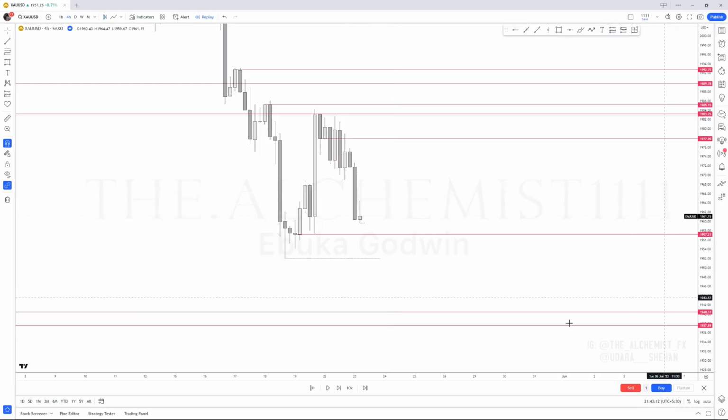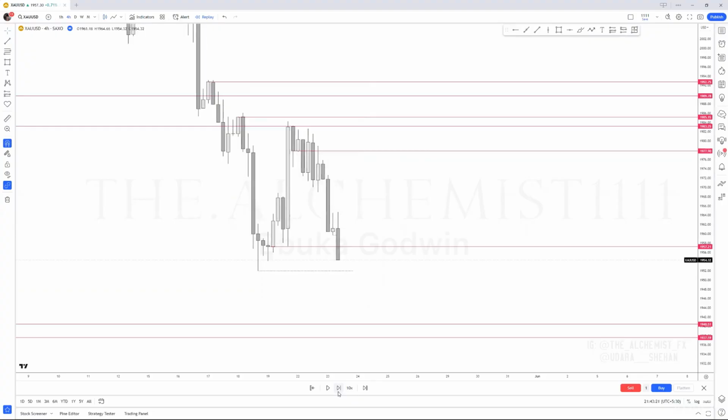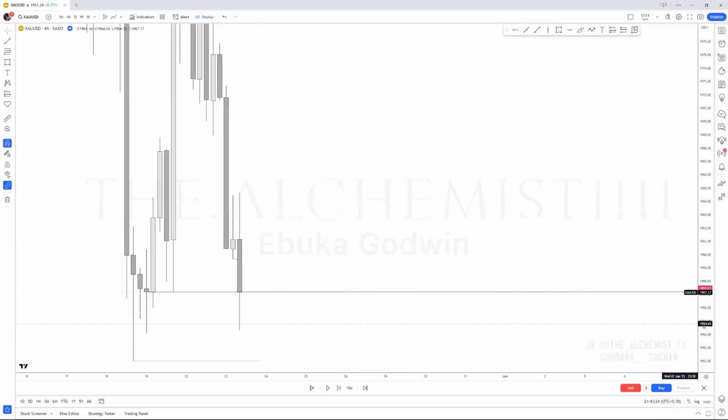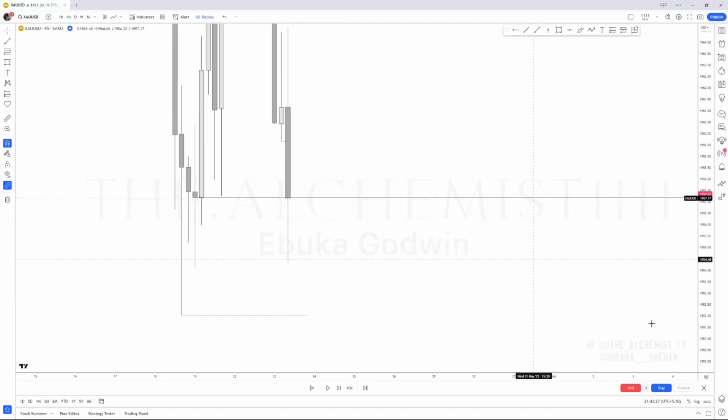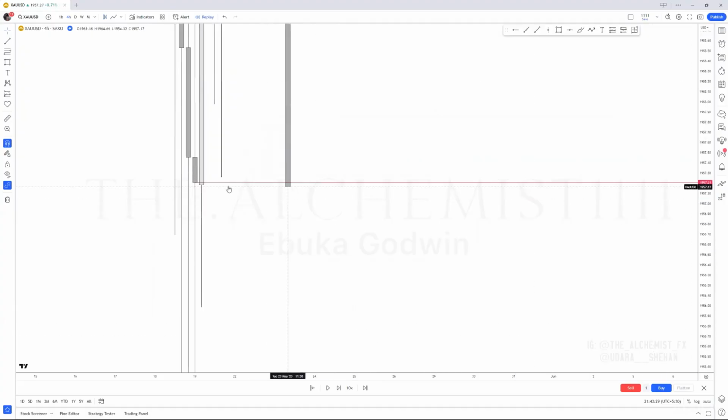Okay, so look at this. This was the Asian low, all that. And then this was the daily and the H4 level. This is an obstacle, right? So what happened? It dropped and it closed below it. Can you see it? It closed below that level. If you zoom in, you'll see that very clearly.